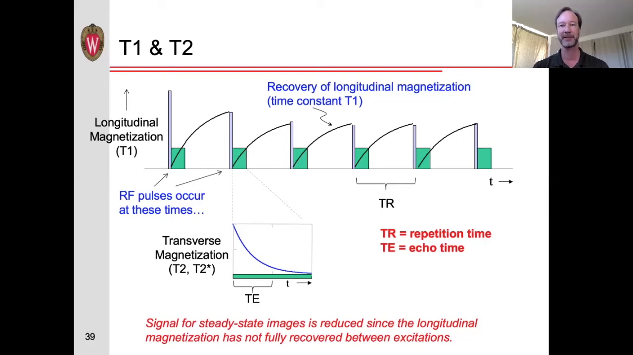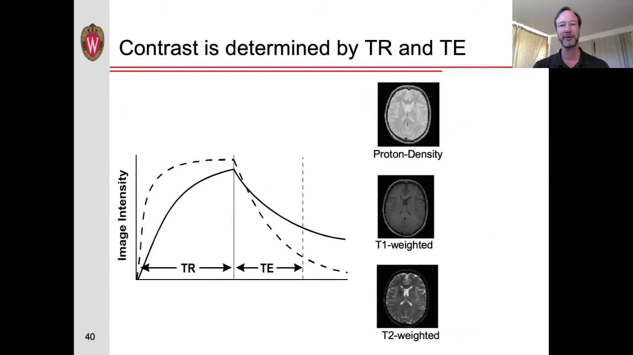This longitudinal magnetization is then turned into transverse magnetization by the RF pulse. We then acquire this data a short time later. The time between the excitation, that is when we tip the magnetization into the transverse plane, and when we acquire the data is called the echo time, or TE. So the image contrast is determined largely by the TR and the TE.